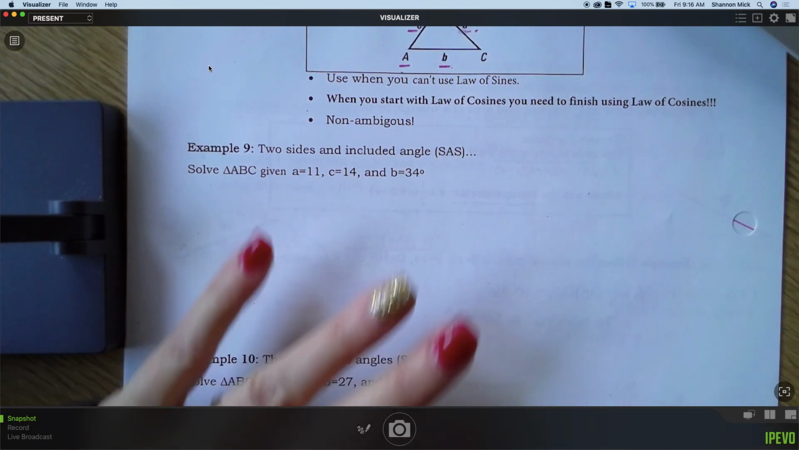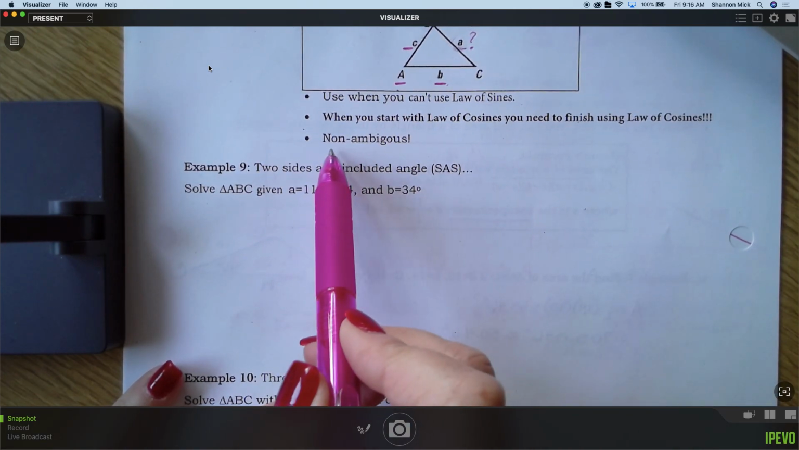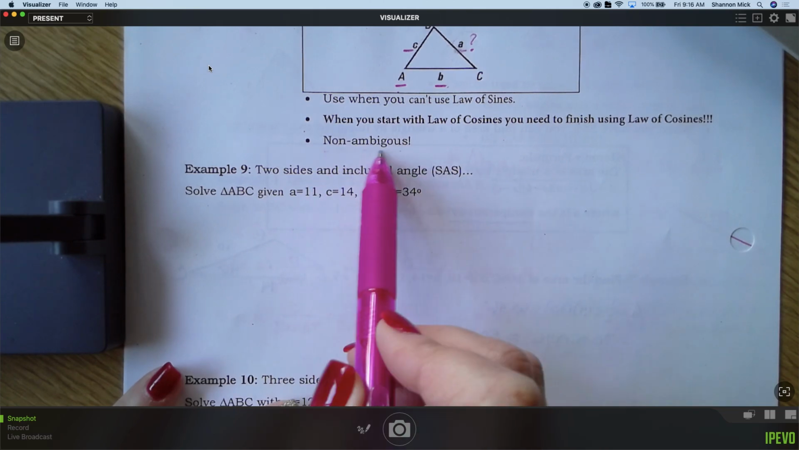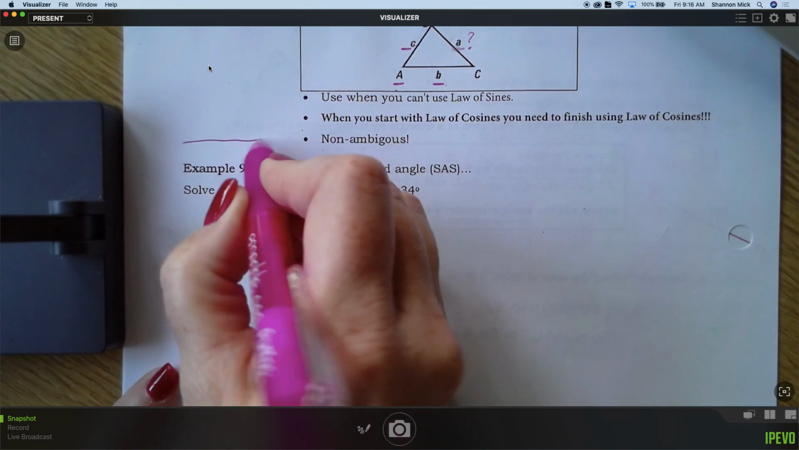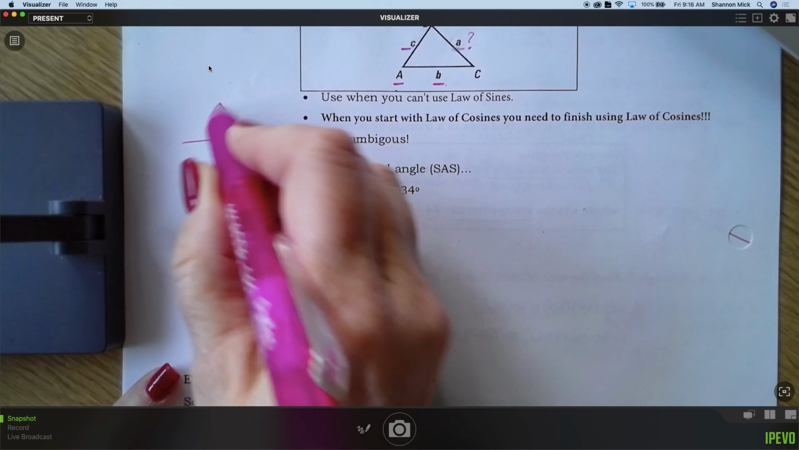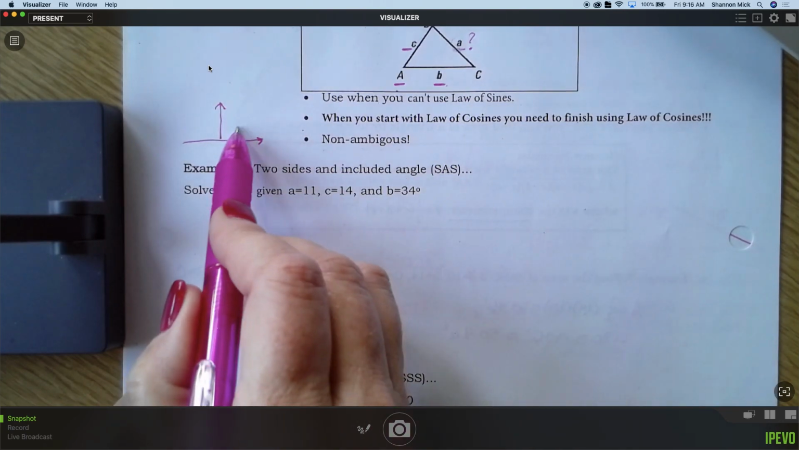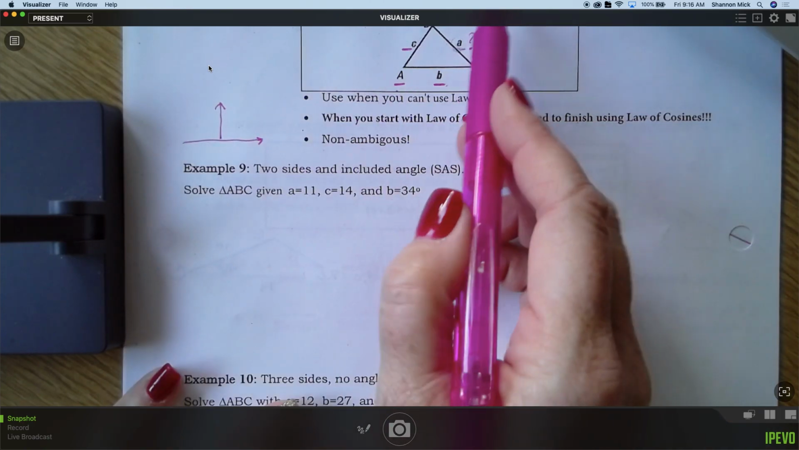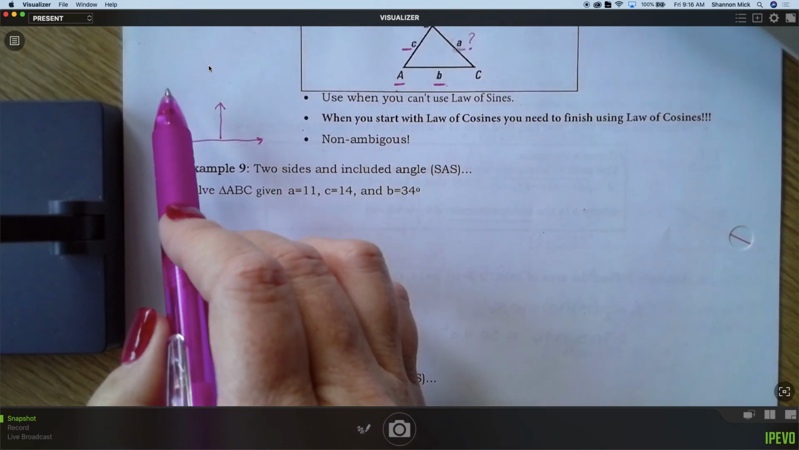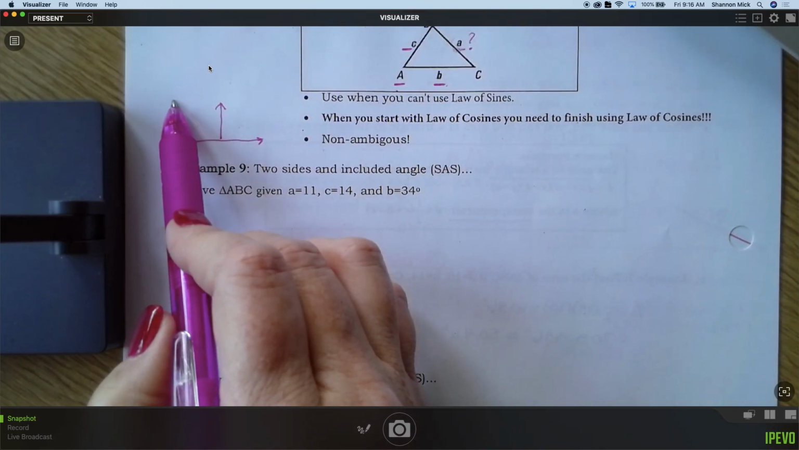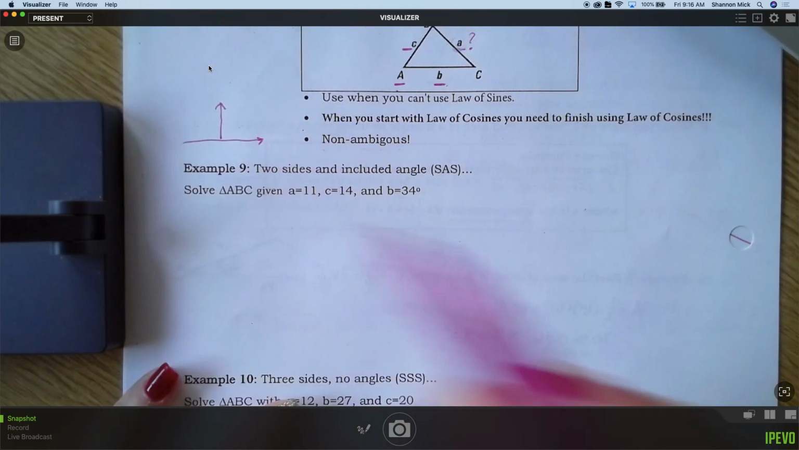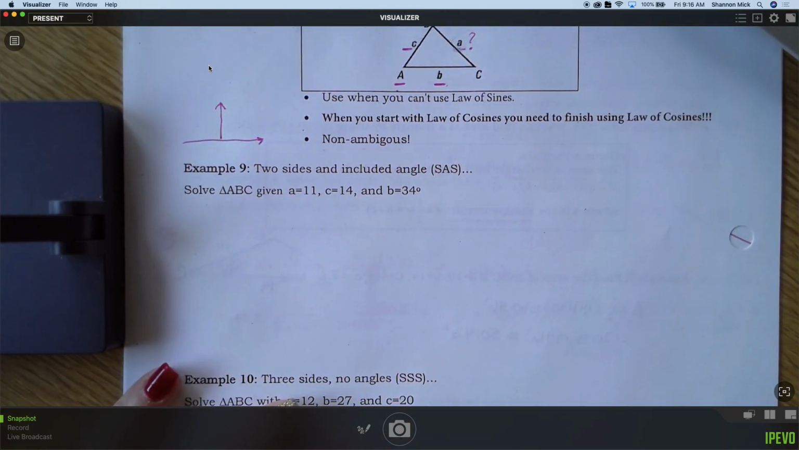Triangle. Oh, forgot to tell you. No ambiguous cases. You know why? Because ambiguous cases came because sine was positive in both the first and second quadrant, correct? Well, cosine, what's cosine in the second quadrant? Negative. So it's either in the first quadrant or in the second quadrant. It can't be both. So there's no second triangle to check for.